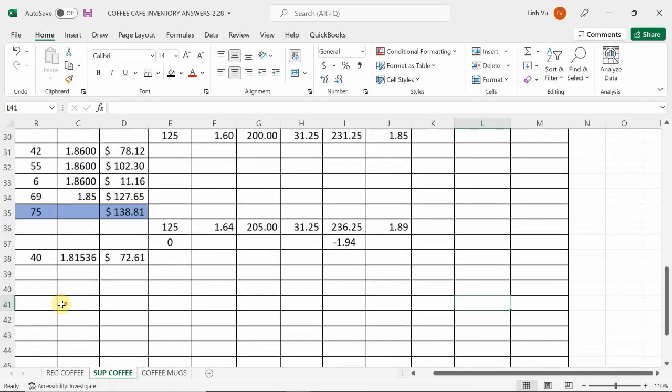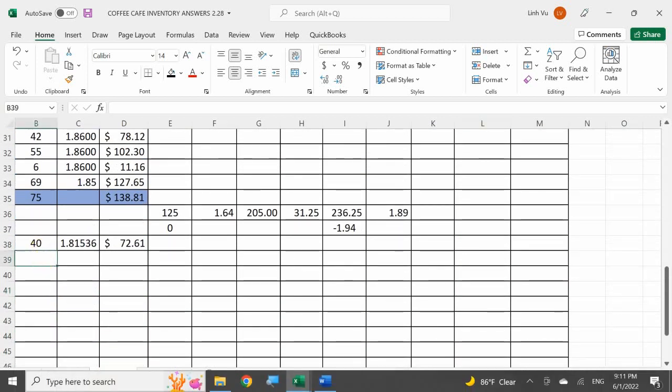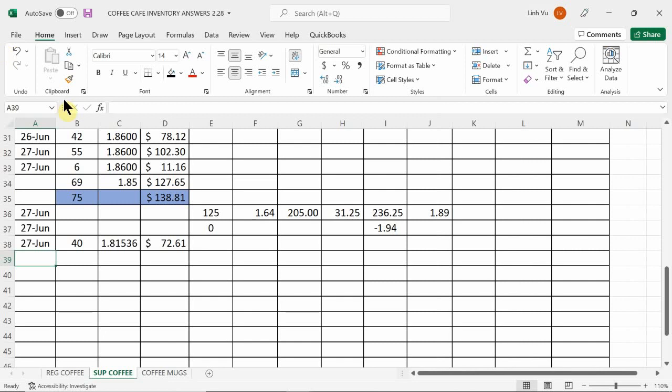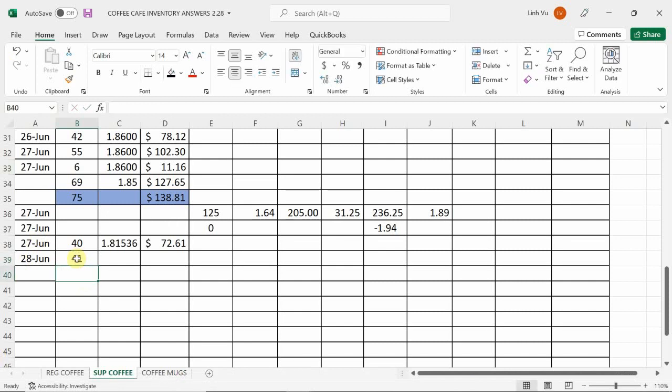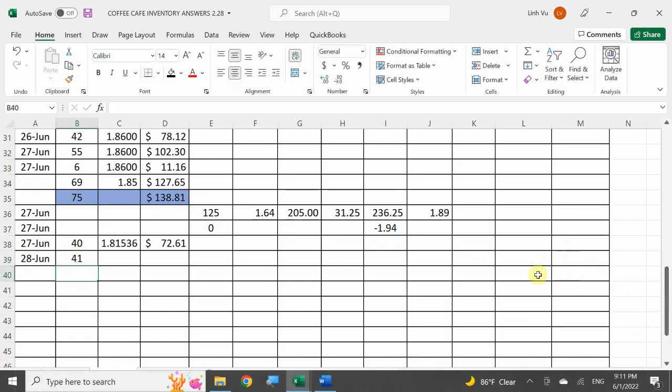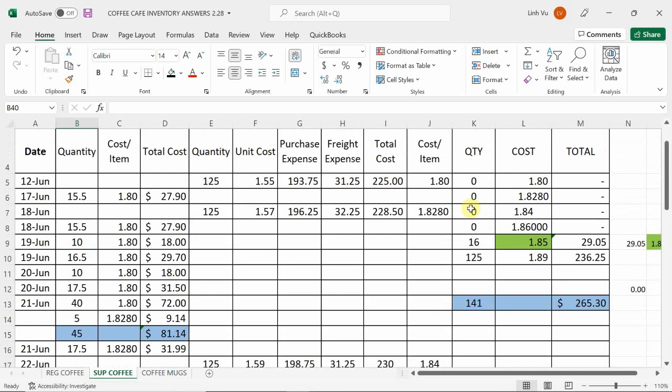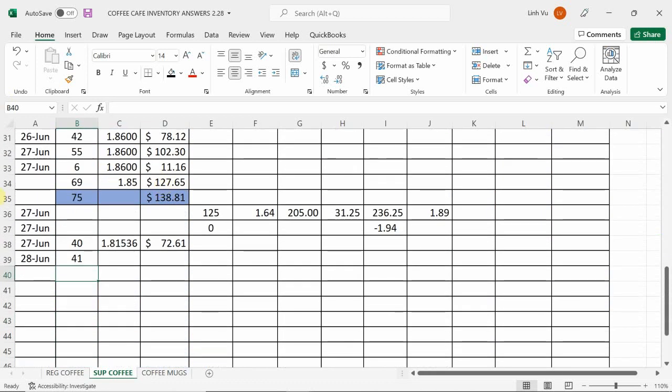Supreme coffee. We have a grand total of 41 pounds that we used. In this case, we have another split that we have to do because I only have 16 units remaining. But at least I know this: if I'm going to get rid of this entire batch, it's going to be equivalent to $29.05. So I know that without having to calculate it.